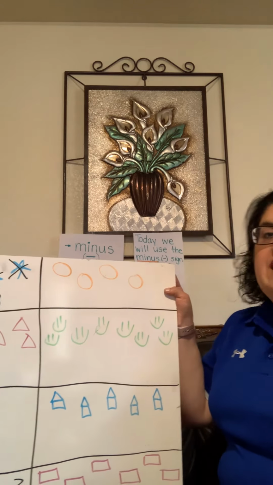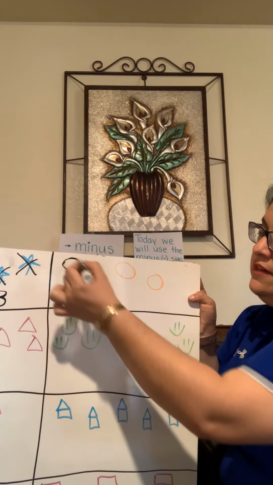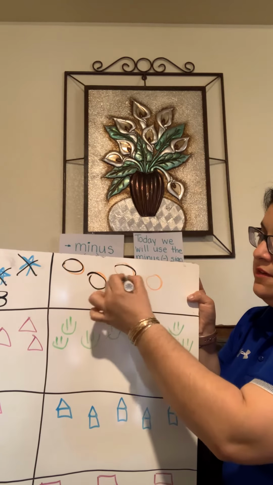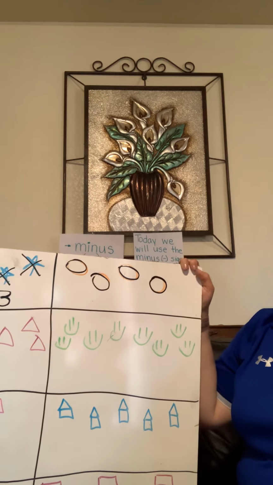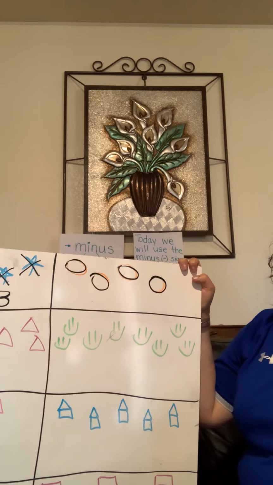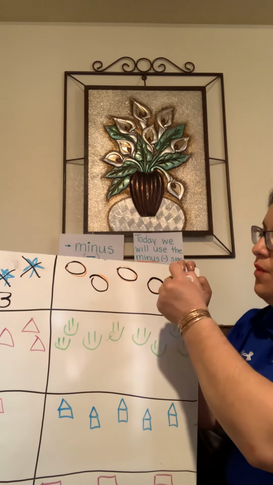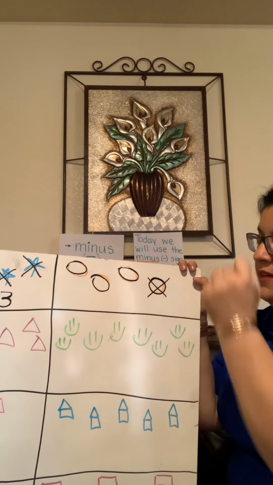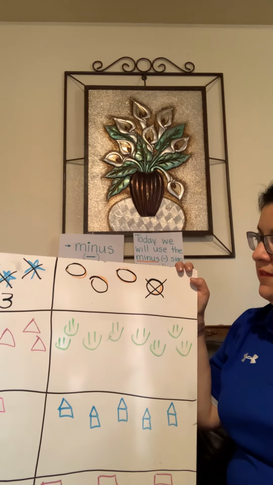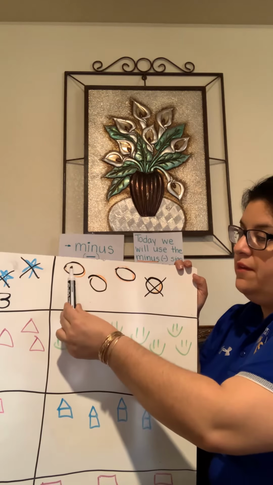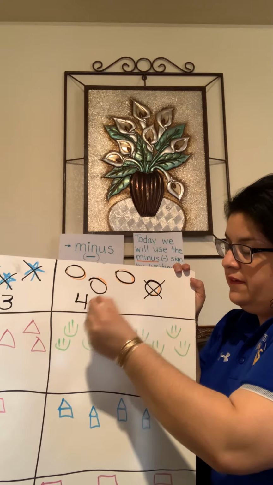All right, let's look at the next one. We have 1, 2, 3, 4 pebbles. 1 pebble rolled away. So how many pebbles rolled away? 1. So we're going to X 1. How many pebbles did we start off with? Yes, we started off with 4. 1, 2, 3, 4. So we first write 4.